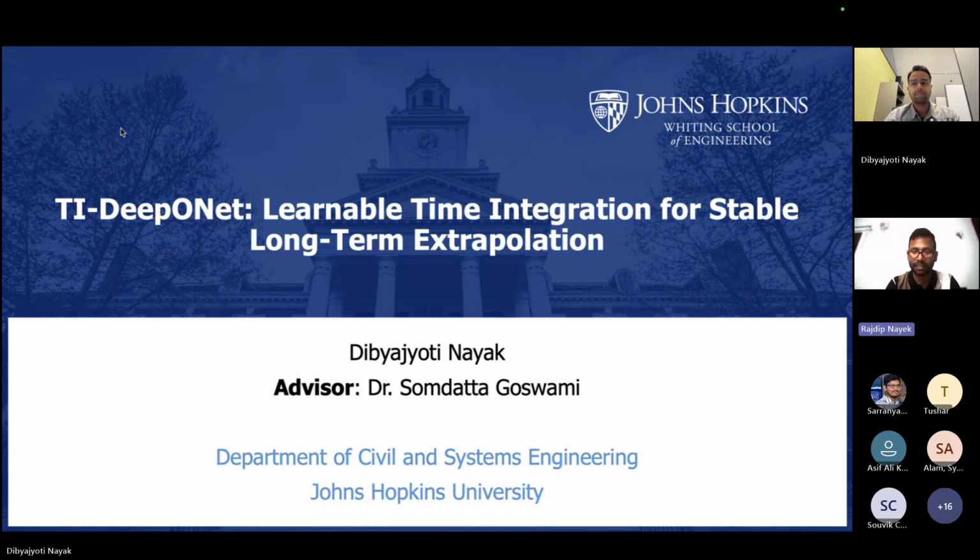His bachelor's degree is in mechanical engineering from NIT Trichy, and his research lies in the intersection of applied mathematics, computational physics, and scientific machine learning, with a focus mostly on efficient and scalable AI models for advancing scientific and fundamental scientific problems. Today he will be speaking on the topic named TI-DeepONet. I believe that stands for Time Integration DeepONet. Yeah, that's correct. He would probably introduce a novel framework that will integrate neural operators with numerical time stepping schemes to improve the stability and accuracy in long-term predictions of systems, right? So yeah, with that, Dibyajyoti, the floor is yours.